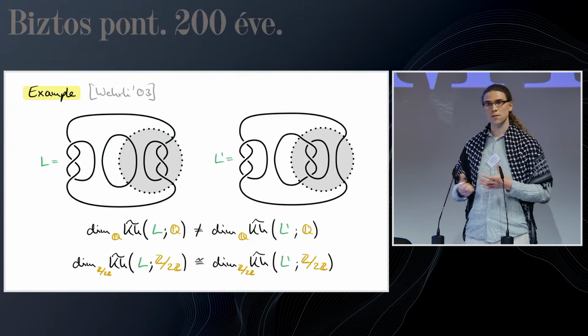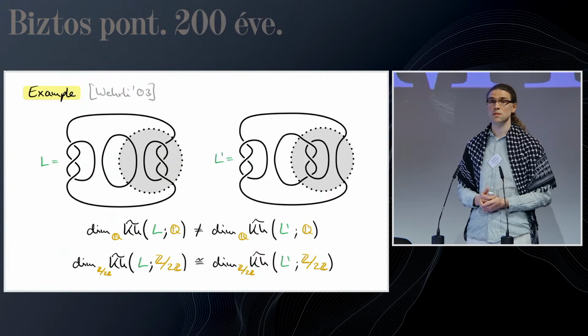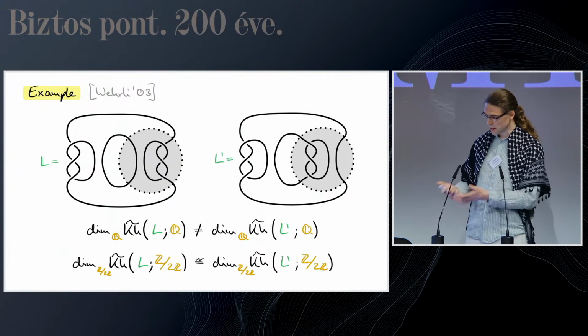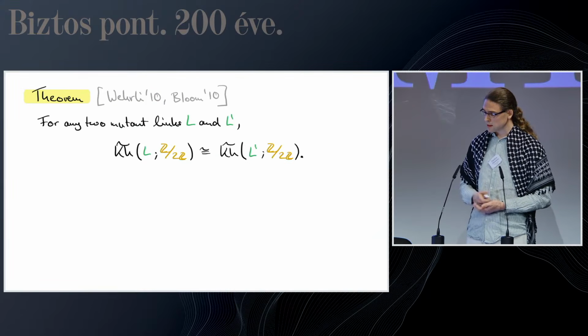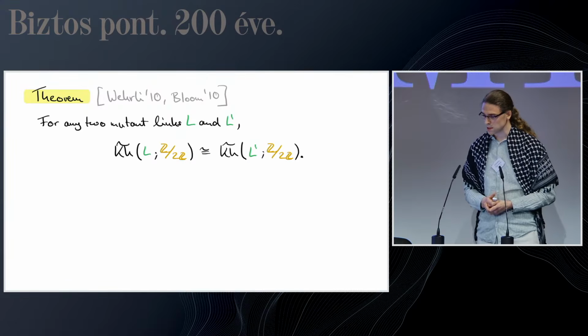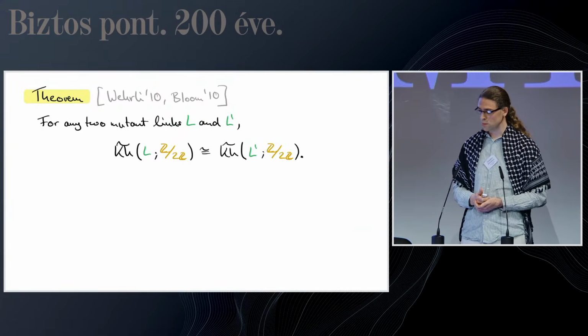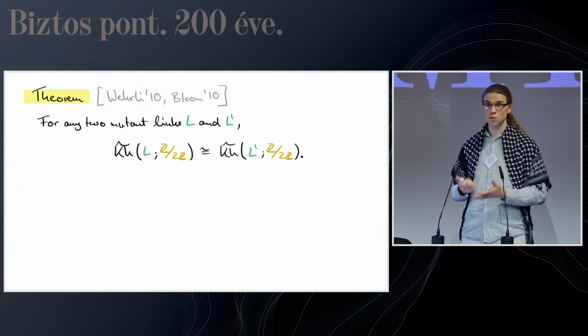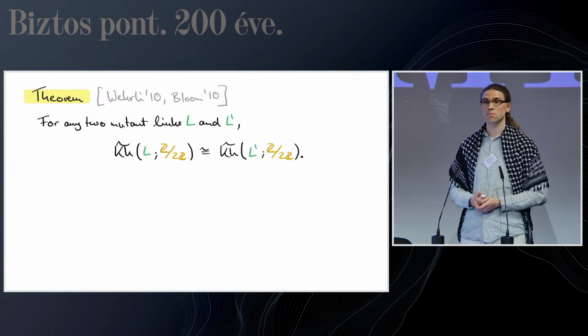But if you vary the field, then you find that if you work over any field of characteristic 2, then suddenly the dimensions agree, and even the bigraded dimensions agree. And about 15 or 16 years ago, Stefan Wehrli, and independently Jonathan Bloom, proved that if you work over Z mod 2 coefficients, then you have mutation invariance.